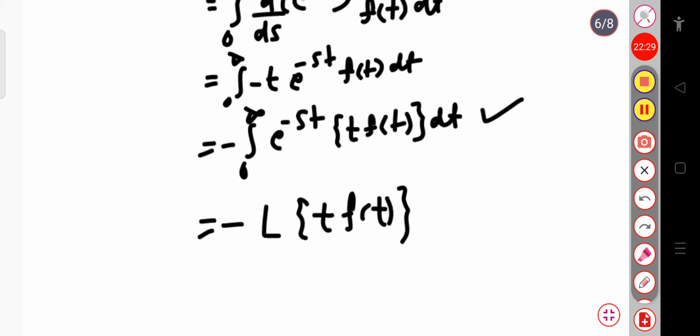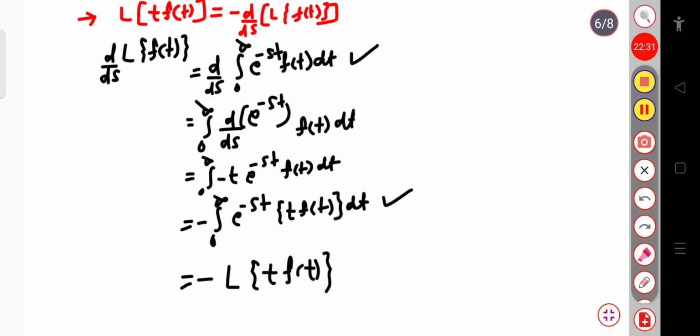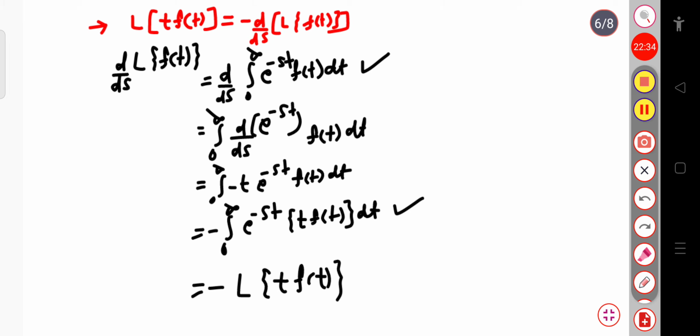Now you can see that we have proved that the Laplace transform of t f of t equals minus d by ds of the Laplace transform of f of t. That is, you have to remember that when a function is multiplied with a t, then this will be equal to minus d by ds of the Laplace transform of the function, that is f of t. Now we will take one example.